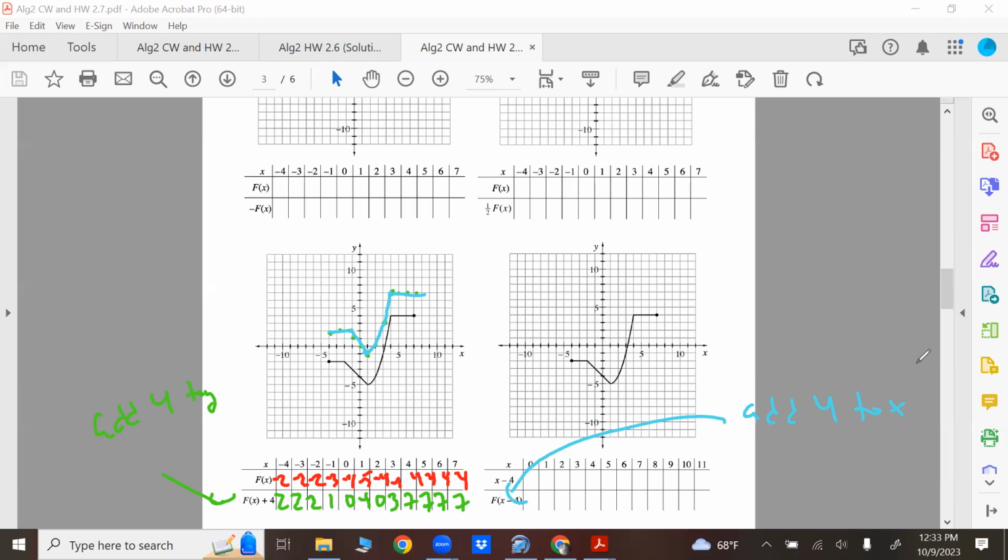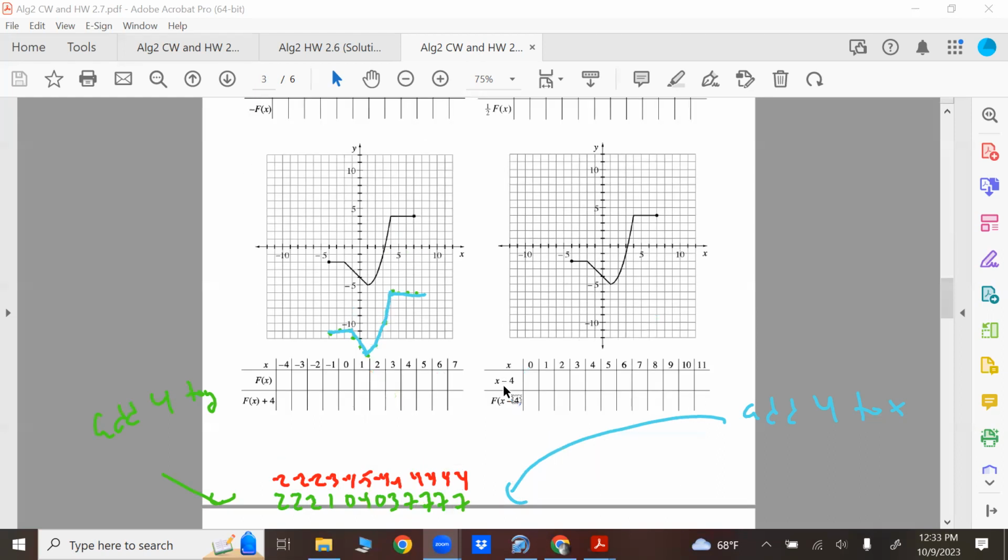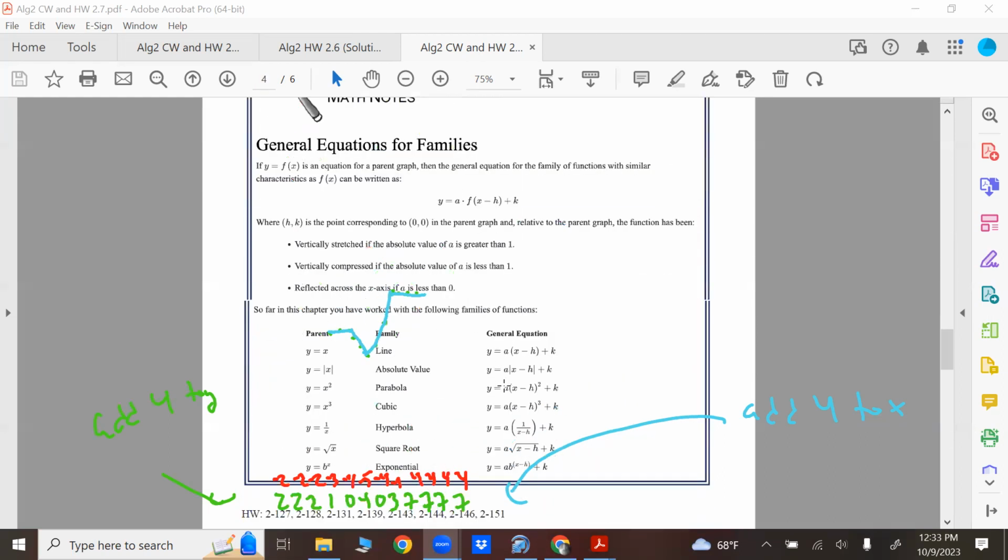In summary, if there's anything that you look at on Monday morning coming to campus before our test, look at this page. This is the best page to look at because it has the general stuff. A is a vertical stretch, or compression, or reflection. H is the horizontal shift. K is the vertical shift, or H and K could be like the vertex, right? And then you have all these other family of functions like lines, absolute value, parabolas, cubic, hyperbolas, square root, exponential. There you go.